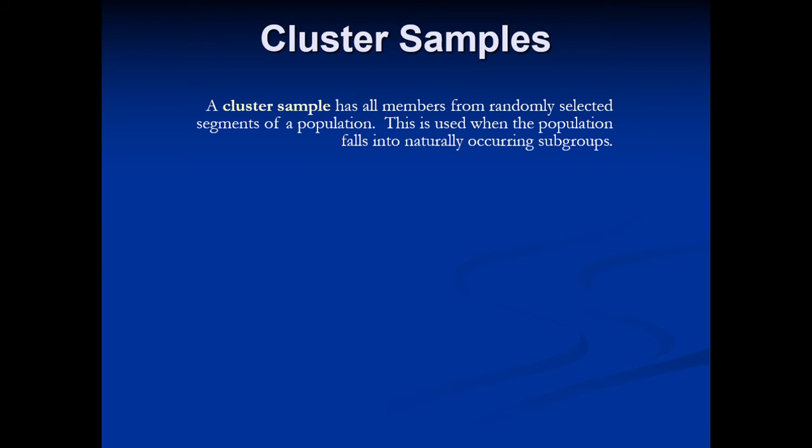Now we come to cluster samples. A cluster sample has all members from a randomly selected segment of a population. So in clusters, we are doing what you call random selection. This is used when the population falls into naturally occurring subgroups.